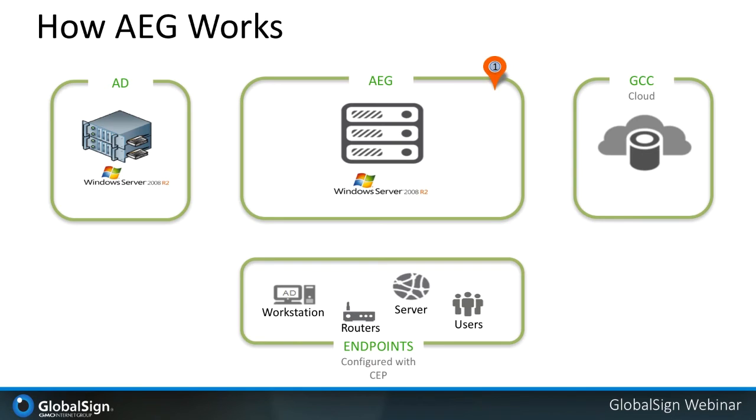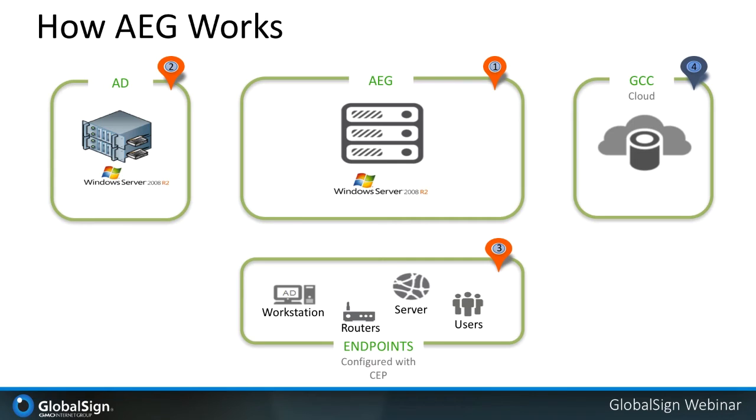First off, you have the AEG software itself that runs on a domain-joined Windows server. The server can be a Windows Server 2008 R2, although 2012 R2 is the norm these days, and we recommend that. Next, you have the Active Directory servers or your domain controllers that allow admins to manage and store information about the resources in the domain. You then have your endpoints, which are your users, your routers, workstations, web servers, and so on.